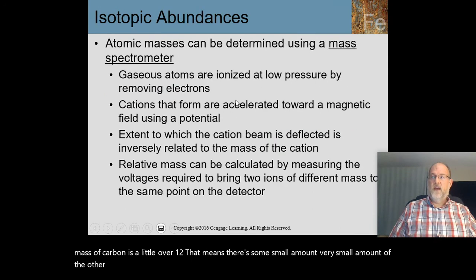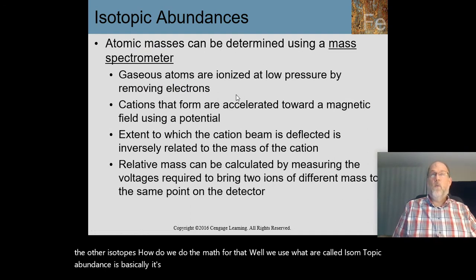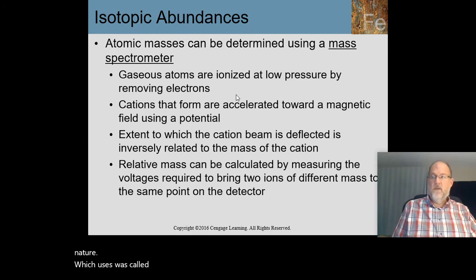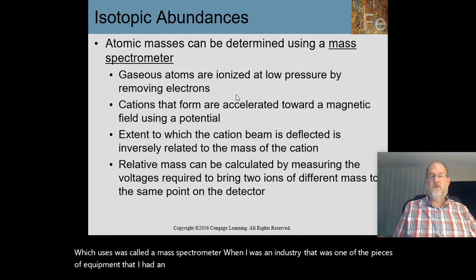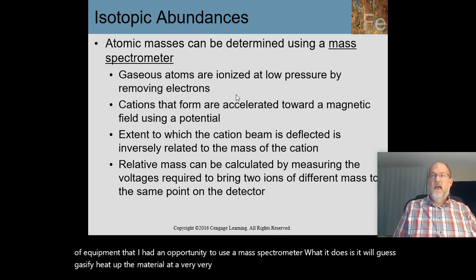How do we do the math for that? Well, we use what are called isotopic abundances. Basically, it's percentages. It tells you what percentage of each isotope is present in nature, which uses what's called a mass spectrometer. When I was in industry, that was one of the pieces of equipment that I had an opportunity to use, a mass spectrometer. What it does is it will gasify, heat up the material at a very, very high temperature, and then send it through a magnet, through a magnetic field.